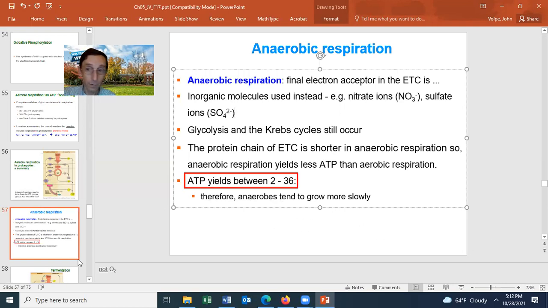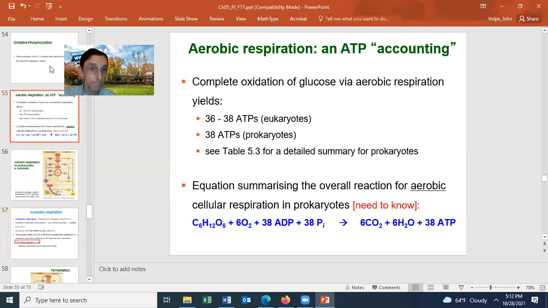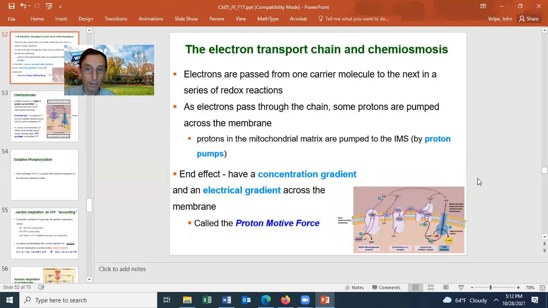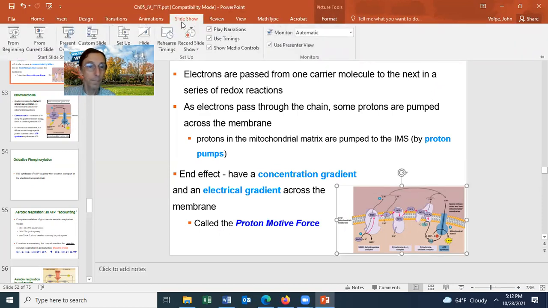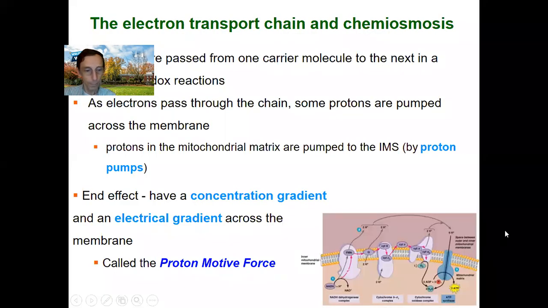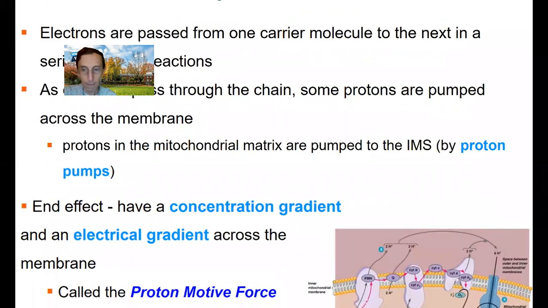Let me just show the electron transport chain, try and make that a little clearer. Well, that's not the best one, but that'll work. See if I can blow this up. Yeah, that's better.